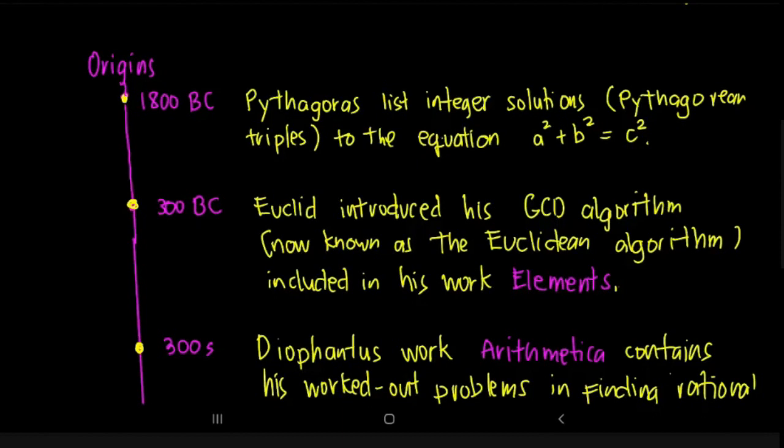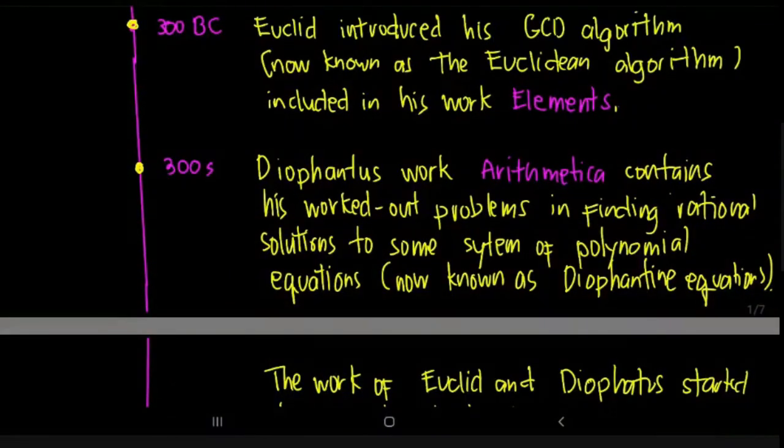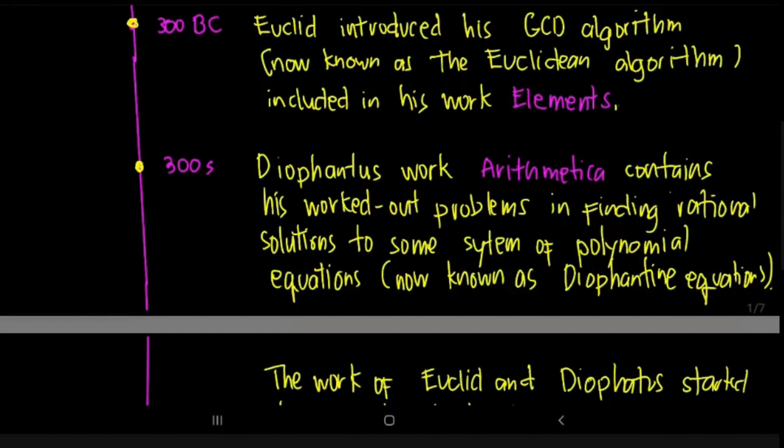Fast forward to 300 BC, Euclid introduced his greatest common divisor algorithm, which is now known as the Euclidean algorithm. So it's an algorithm on how to find the greatest common divisor of two integers. Now, during the 300 common era, Diophantus' work on Arithmetica contains his worked-out problems in finding rational solutions to some system of polynomial equations. These are now more commonly known as the Diophantine equations.